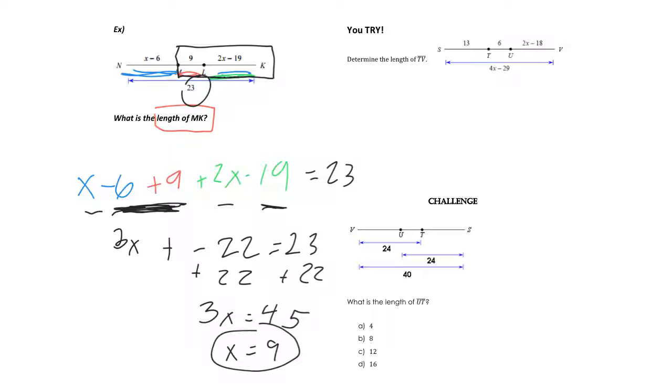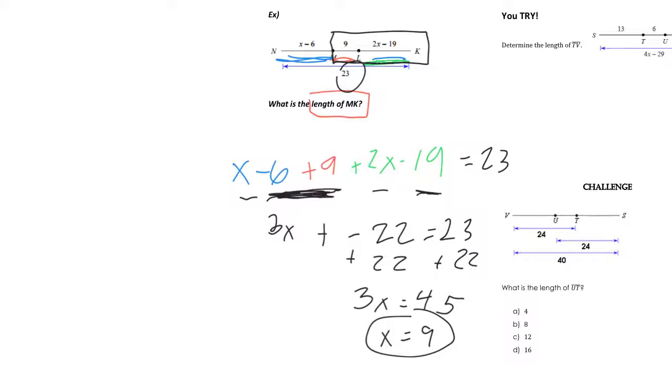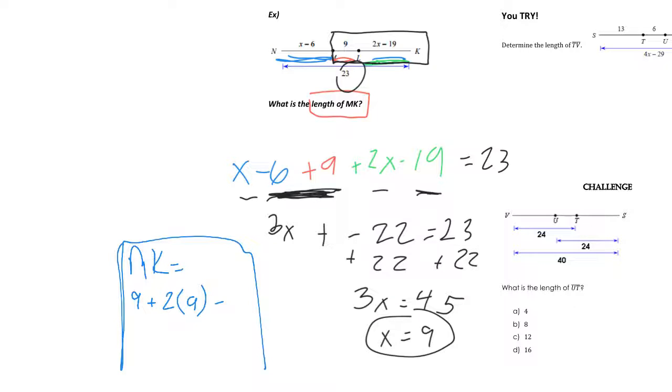I'm going to do it a little to the side so I have room. So here's where I do my work for my final answer. I know I want to find MK, and it's 9 plus 2x minus 19. Well, x is 15, so I'm going to substitute that. 2 times 15 is 30. Minus 19 plus 9. 30 minus 19 is 11. 9 plus 11 is 20. So MK is 20.